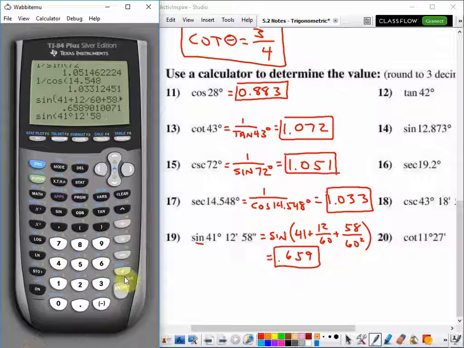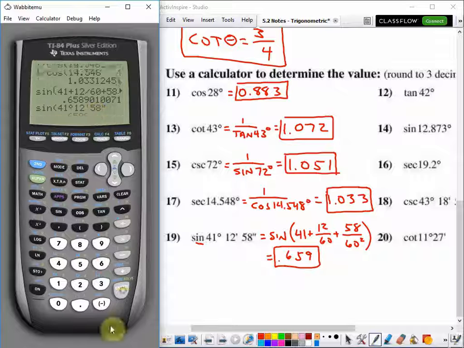Here at plus, there's a green and then 2 tick marks. I use alpha to get to that. So alpha plus gives me the 2 marks there. So now I've got sine 41 degrees, 12 minutes, 58 seconds equals 0.659.